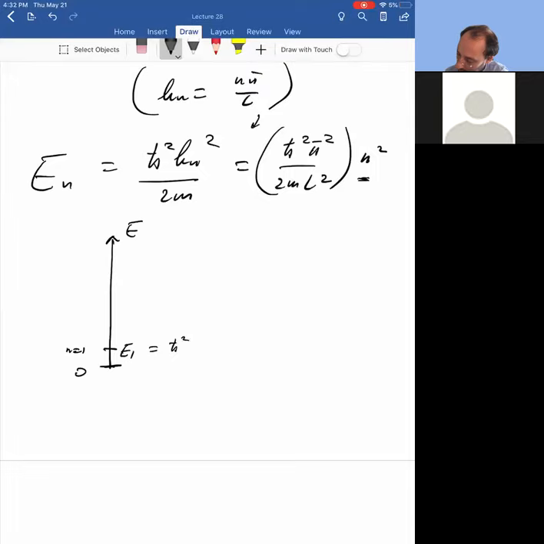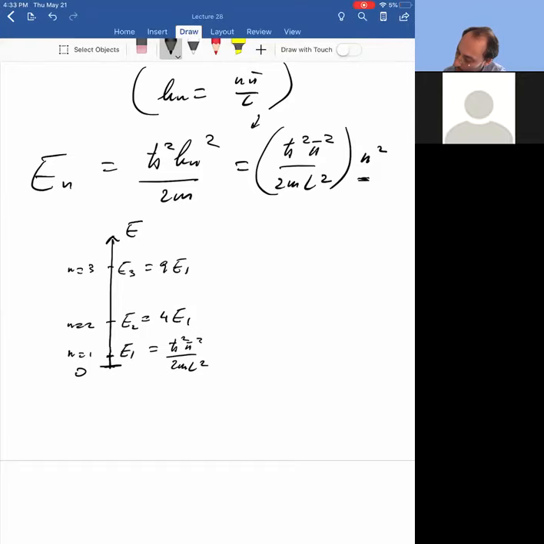Okay, I'm running out of batteries soon. The energy of the second mode is 4 times the energy of the first mode. Energy of the third mode. So maybe if I wanted to represent this more faithfully, I would probably draw it like this. And what's the energy of the third mode? Exactly, it's 9 times E1.